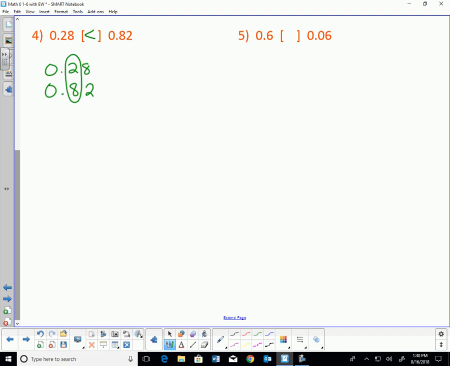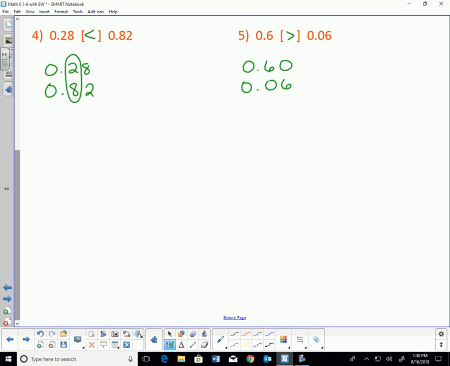Number 5, 6 tenths or 6 hundredths. 0.6, 0.06. Right? 6 tenths is the same as saying 60 cents, because I have 6 tens, which means 6 dimes. 6 hundredths is I have 6 pennies. I would rather have 6 dimes than 6 pennies, because 6 dimes means I have 60 cents versus 6 cents. So 0.6 is larger than 0.06.